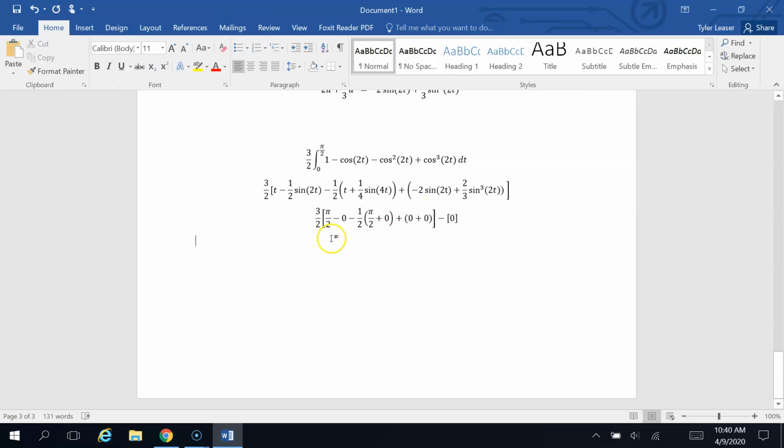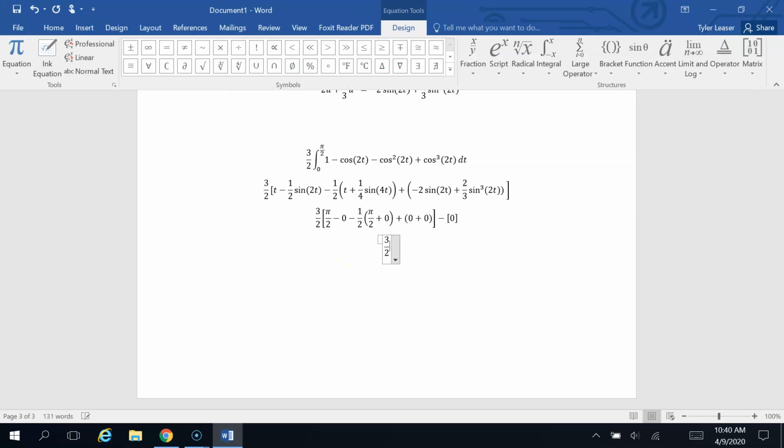Okay, so finally, just to simplify it out, here I have a pi over 2 and negative pi over 4, which is going to be pi over 4. So we end up with 3/2 times pi over 4, which is 3 pi over 8. Which I think was the answer that they got in the book.